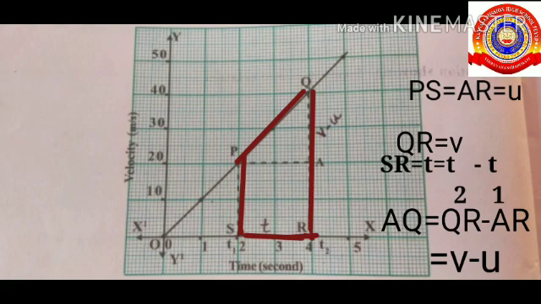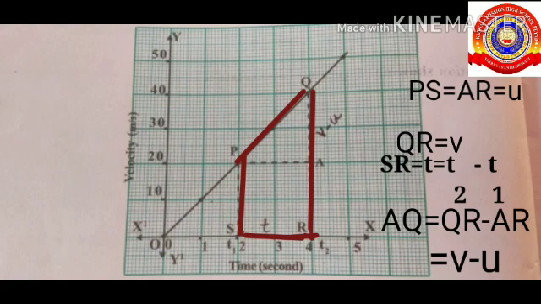So, let's look at the figure once more. First, we have to draw perpendiculars from T1 and T2 to the graph. They meet at the points P and Q. Second, we have to draw another perpendicular to QR from P. It meets at point A. Then we get a trapezium PQRS. And u is the velocity of the body at time t1, that is at 2 seconds, and v at time t2. In the graph, the points P and Q correspond to u and v.